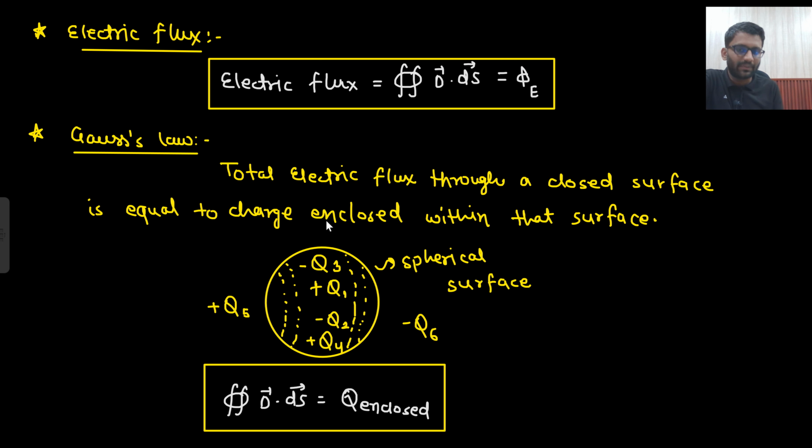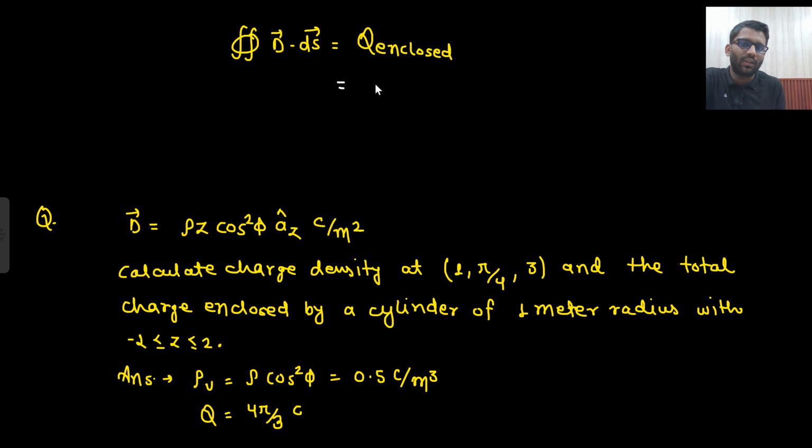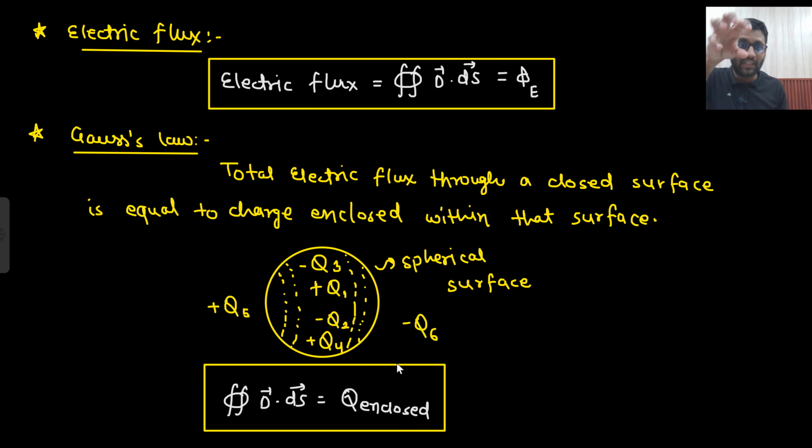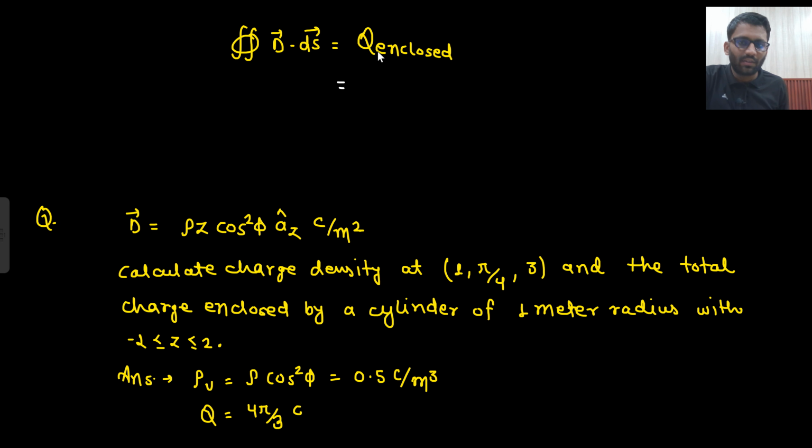So let's say this is a closed spherical surface. What should I write in Q enclosed? The charge enclosed by this surface. So I will write Q1 plus Q4 minus Q3 minus Q2. Q5 and Q6 are of no use because they are not enclosed by the surface. Q1, Q2 is negative, so minus Q2, Q3 is also negative, so minus Q3, plus Q4 is positive. So this is how your flux is defined.